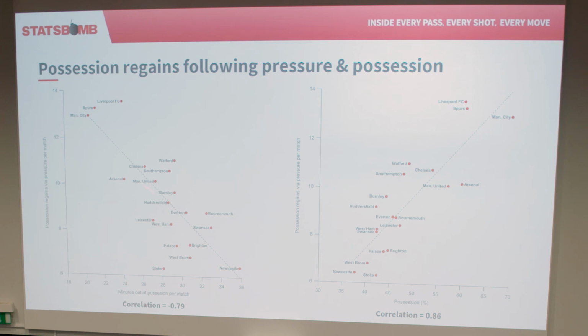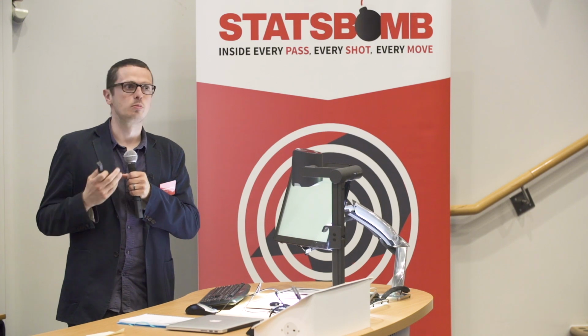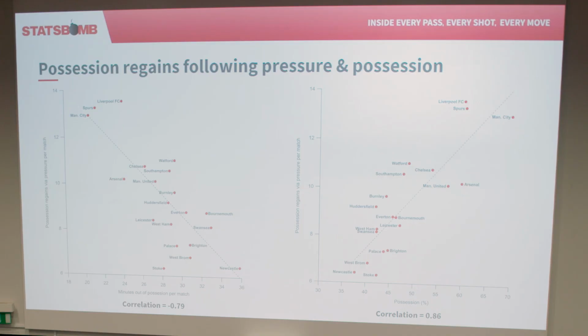So it's similar to before. This is possession regains per match following pressure. And on the bottom here is, again, minutes out of possession per match, so the amount of time that your opponent has the ball. And we see, again, another strong correlation between those two, and similarly with possession. This is where we start to see the real separation between what we know as the pressing teams in the Premier League, Manchester City, Spurs and Liverpool, from the pack. They're quite significantly above the average and their peers.